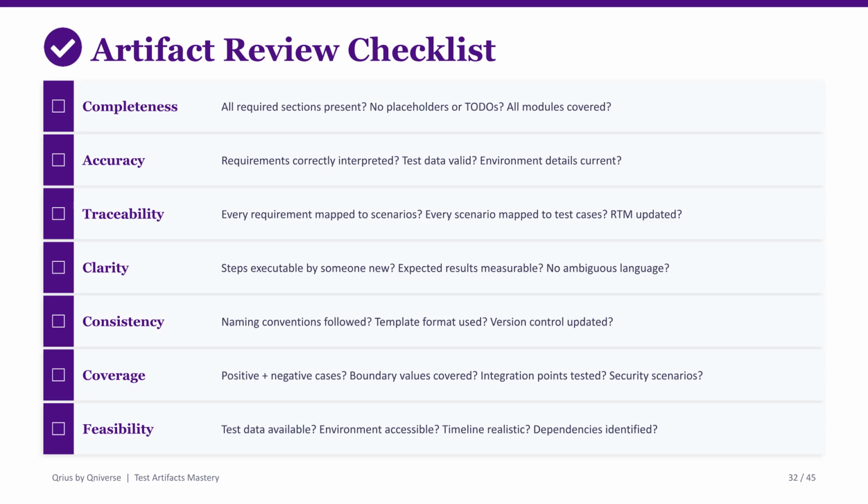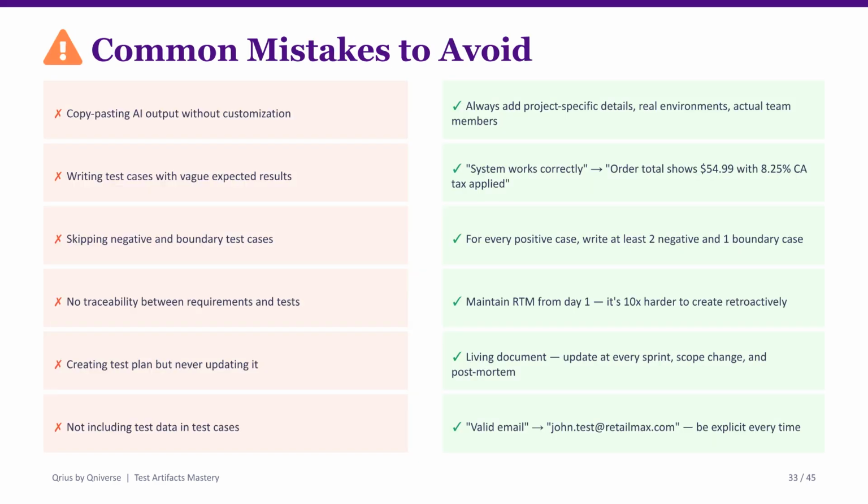Here is a quick checklist for reviewing your artifacts. Use it to ensure completeness, accuracy, and traceability. Always confirm that your test data is valid, requirements are correctly interpreted, and everything is linked back to the original user stories. Avoid common mistakes like using generic AI output.